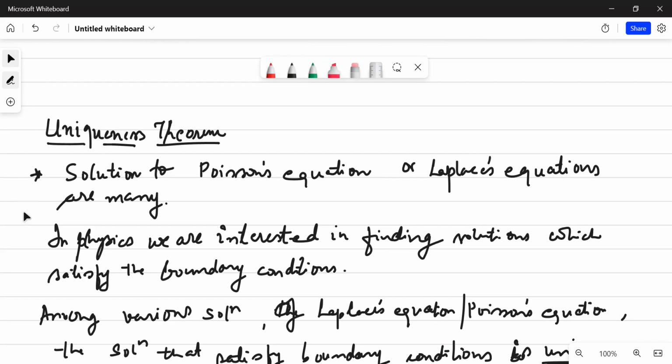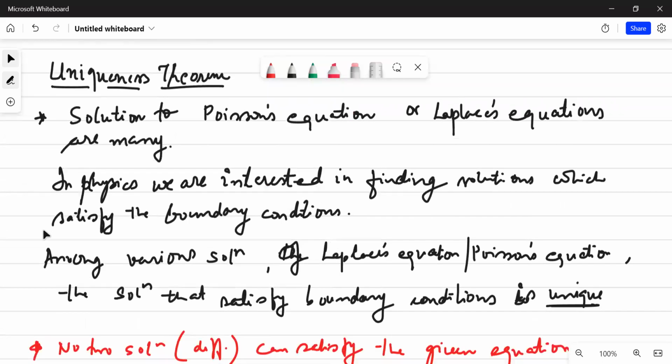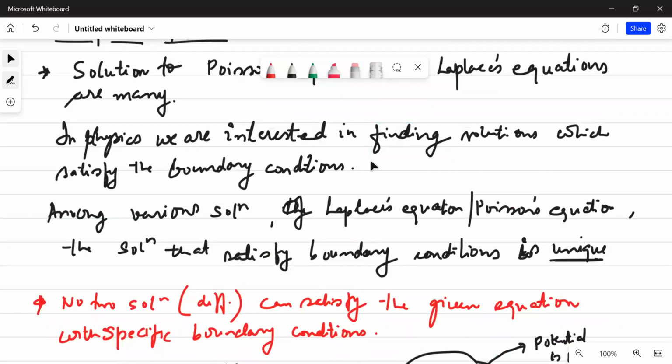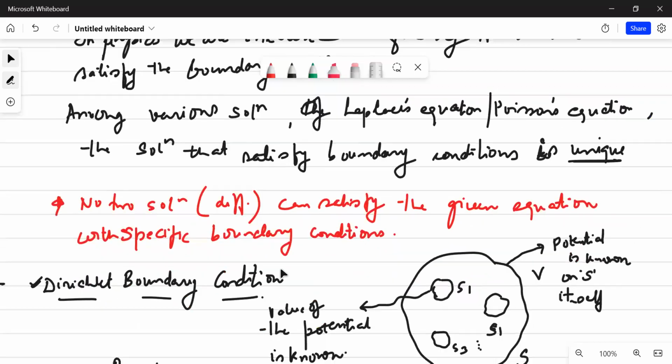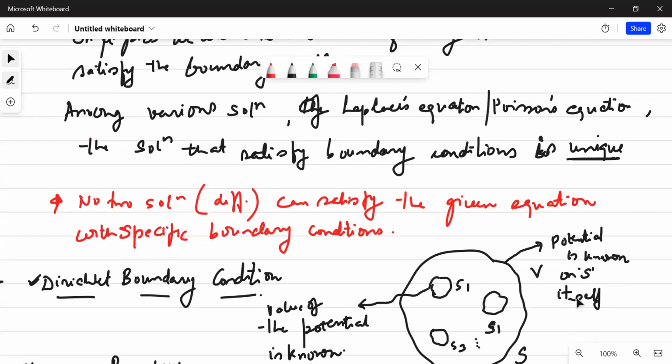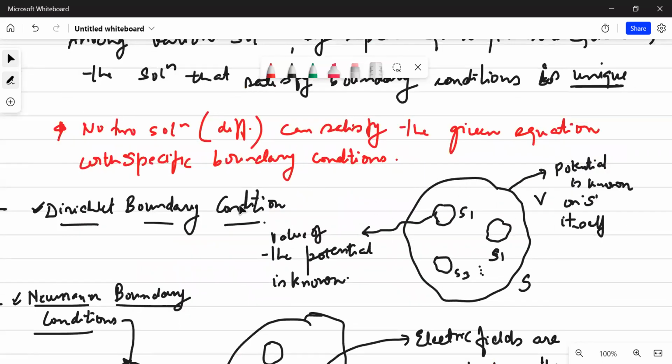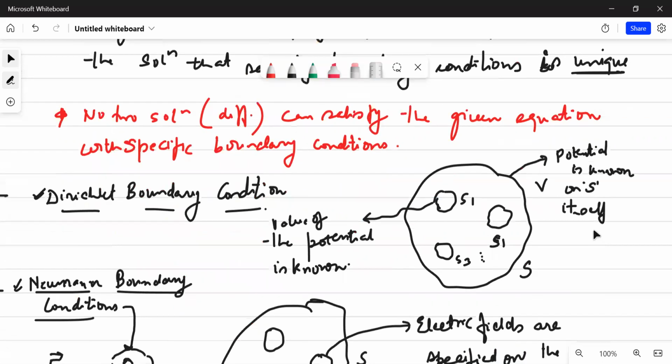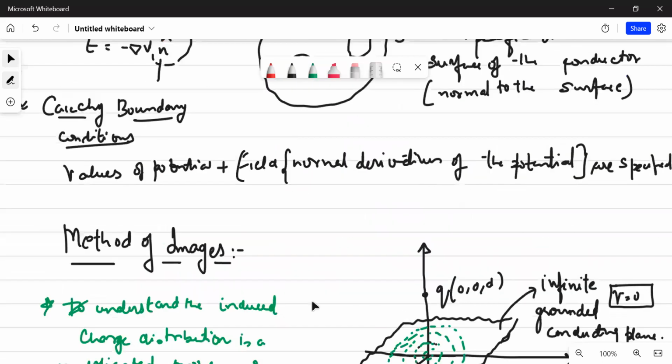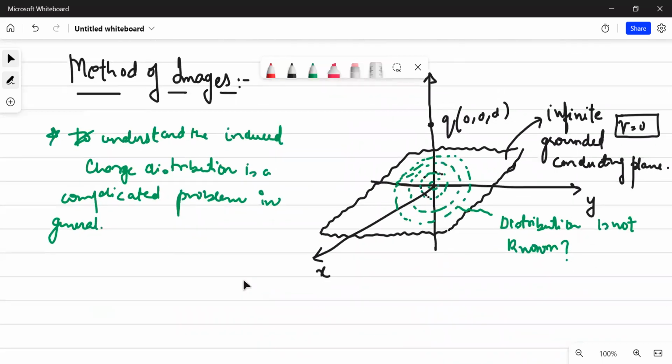But in physics, I'm interested in finding those solutions which satisfy a given boundary condition. And what does the uniqueness theorem say? It says that no two solutions can satisfy a given equation with a specific boundary condition. What does it mean? It means that once you specify the boundary condition on the surface of the conductors or on the boundary itself, then the solution is unique. So let us see what the conditions are for this particular equation.